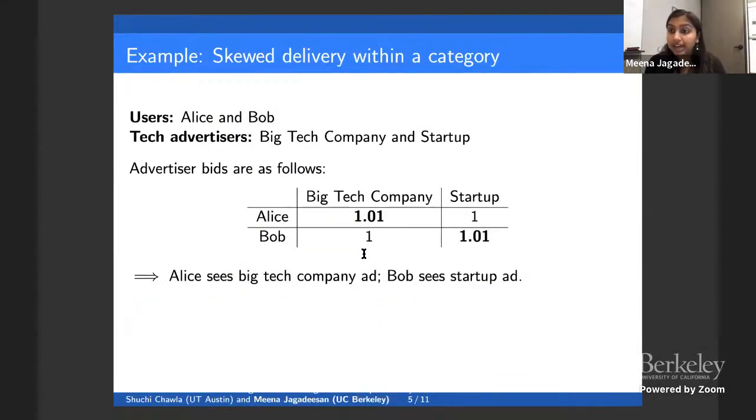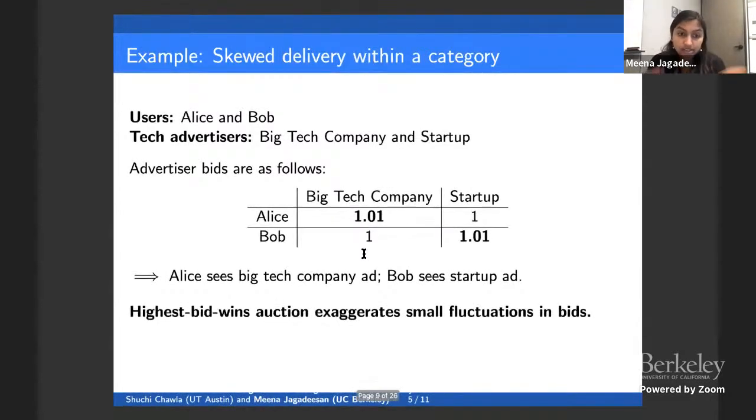To get some intuition for why the platform can introduce unfairness, let's consider the following toy example. Consider 2 users, Alice and Bob, and 2 advertisers, a big tech company and a startup. Let's say that the big tech company and the startup both place very similar bids on Alice and Bob, but maybe the big tech company places a slightly higher bid on Alice and the startup places a slightly higher bid on Bob. If the platform runs some kind of standard auction format to allocate the ad slots, then Alice will end up seeing the big tech company ad and Bob will end up seeing the startup ad. Here the highest bid wins auction exaggerates these small fluctuations in bids, so these 2 users who receive very similar bids can end up seeing very different ads.